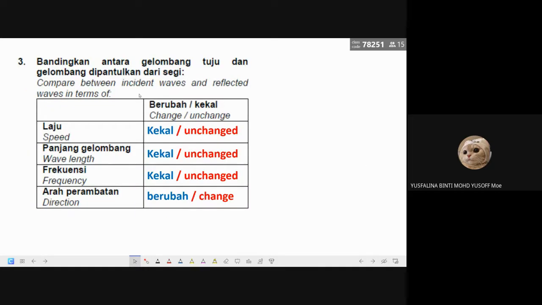So here we have to compare the incident wave and the reflected wave in terms of speed. The speed is unchanged, all right. The wavelength is also unchanged. The frequency is also unchanged. The only things that change are the direction and the velocity. Because velocity needs direction, and you can see the direction is changing, so the velocity will also change. But the magnitude is the same, so the speed is the same.